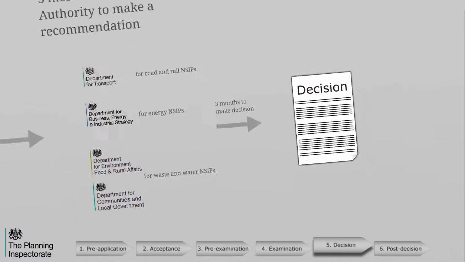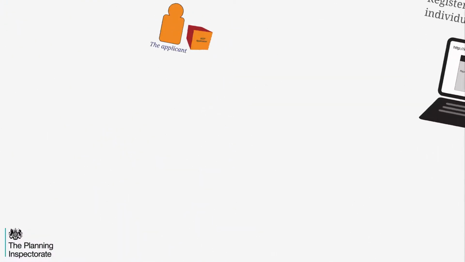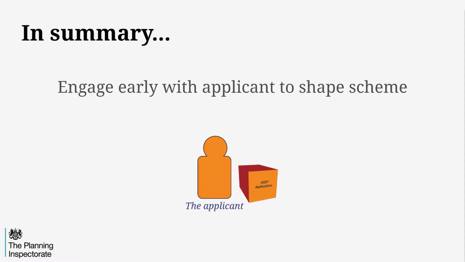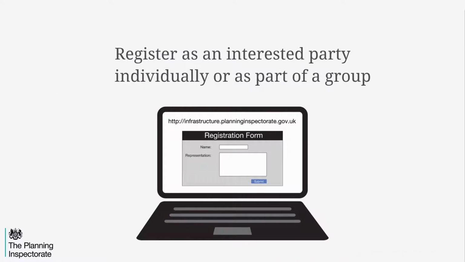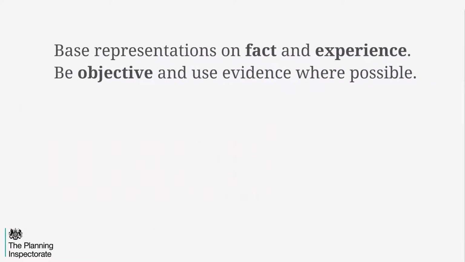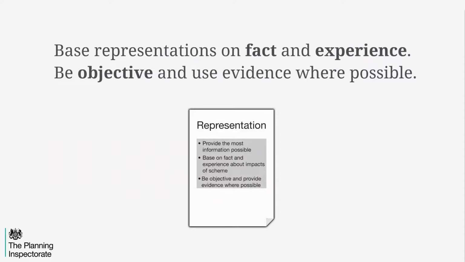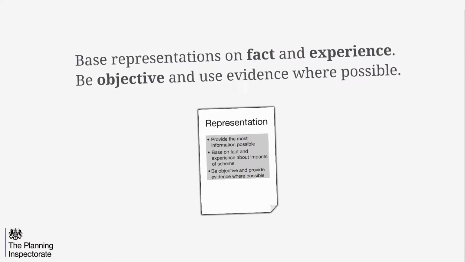So, in summary, engage early with the applicant to shape the scheme. Register as an interested party with us within the given time, or join a group that has done so. If you don't do this, you won't be able to take part in the examination. Make your representations in a way which gives the most information possible based on fact and experience about the impacts of the scheme. Be objective rather than subjective and provide evidence where possible.